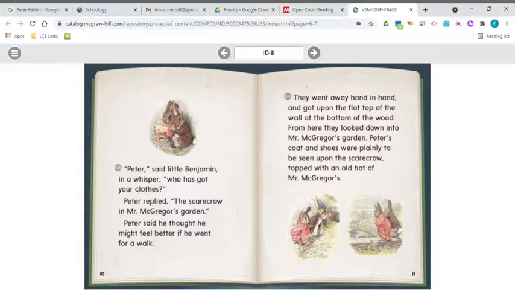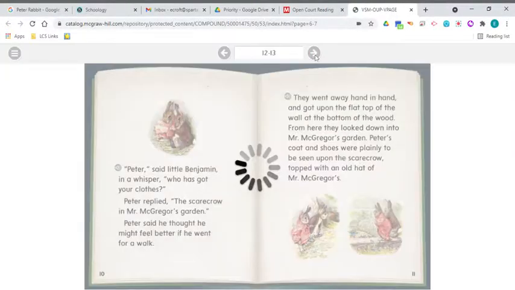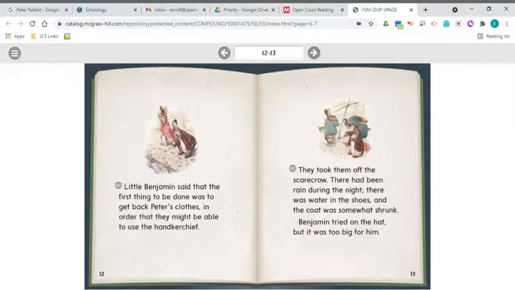Peter said he thought he might feel better if he went for a walk. They went away hand in hand and got upon the flat top of the wall at the bottom of the wood. From here they looked down into Mr. McGregor's garden. Peter's coat and shoes were plainly to be seen upon the scarecrow, topped with an old hat of Mr. McGregor's. Little Benjamin said that the first thing to be done was to get back Peter's clothes in order that they might be able to use the handkerchief. They took them off the scarecrow. There had been rain during the night. There was water in the shoes, and the coat was somewhat shrunk. Benjamin tried on the hat, but it was too big for him.